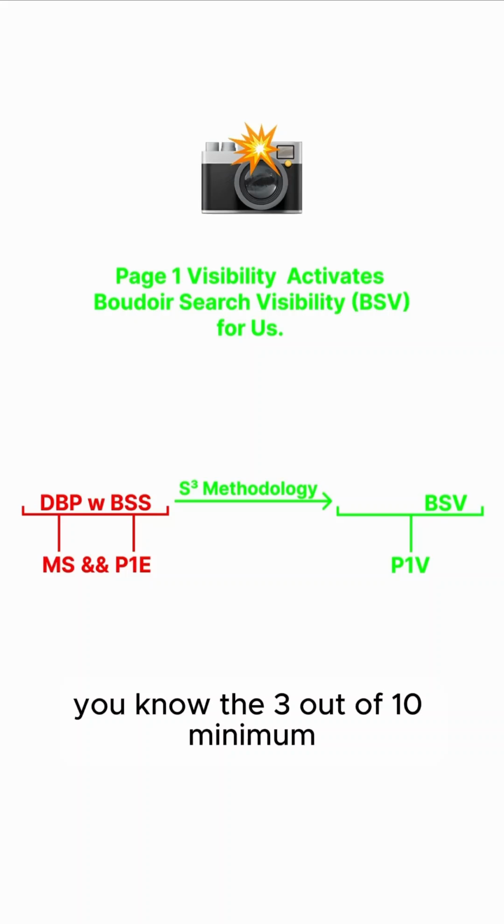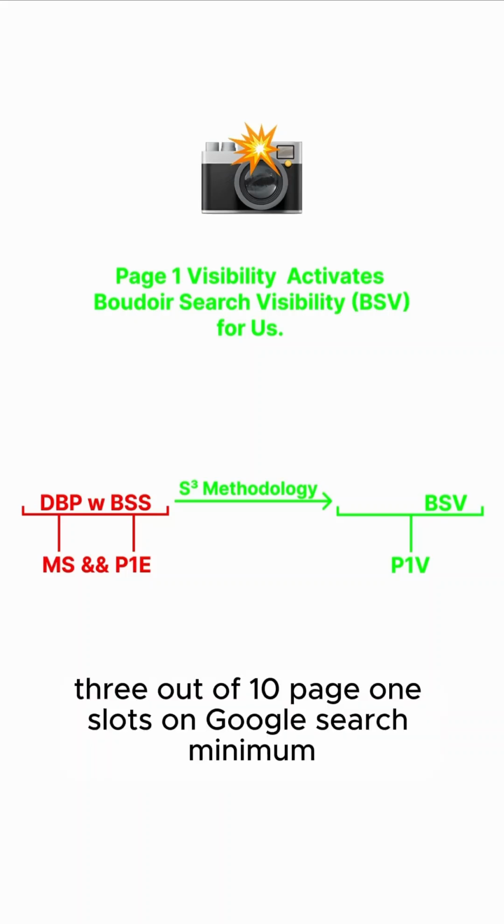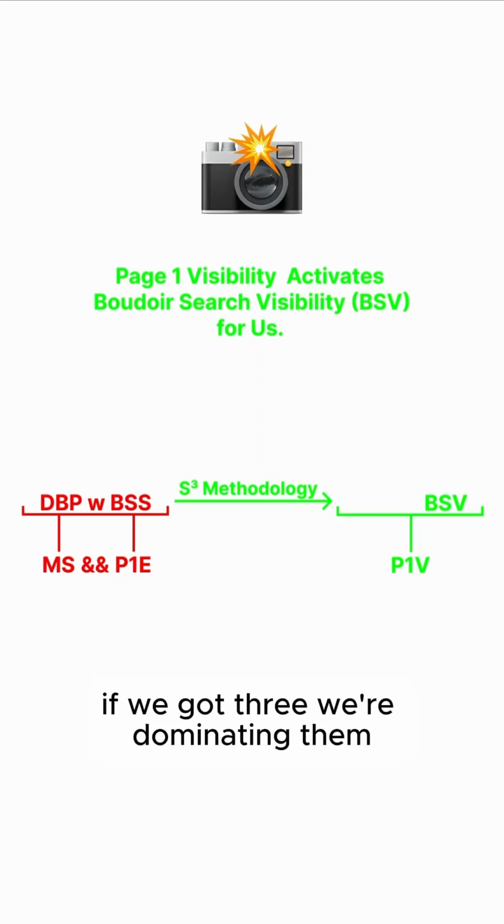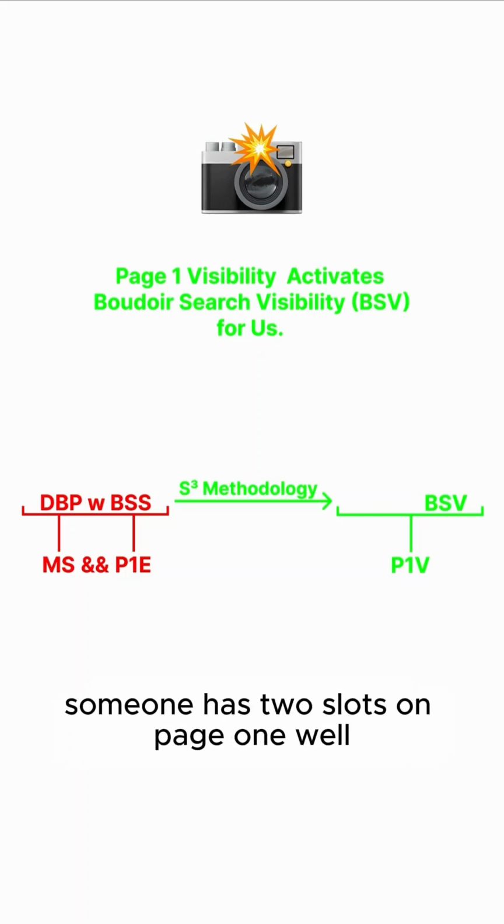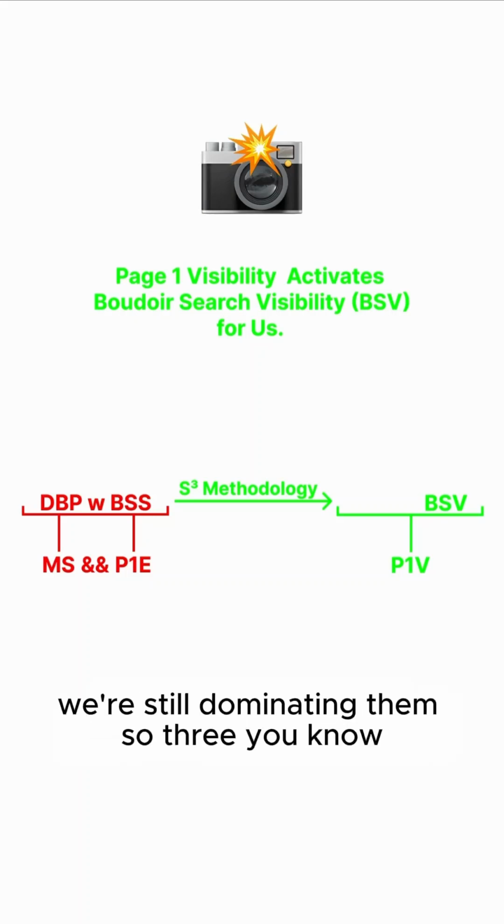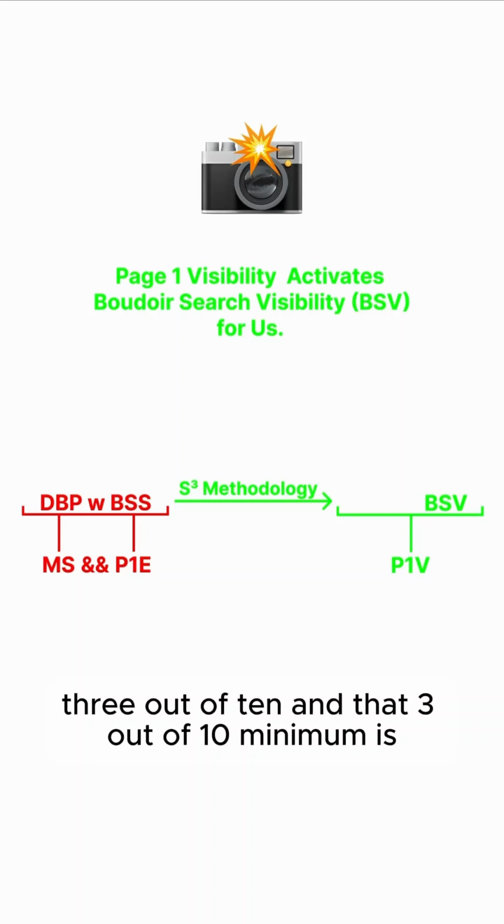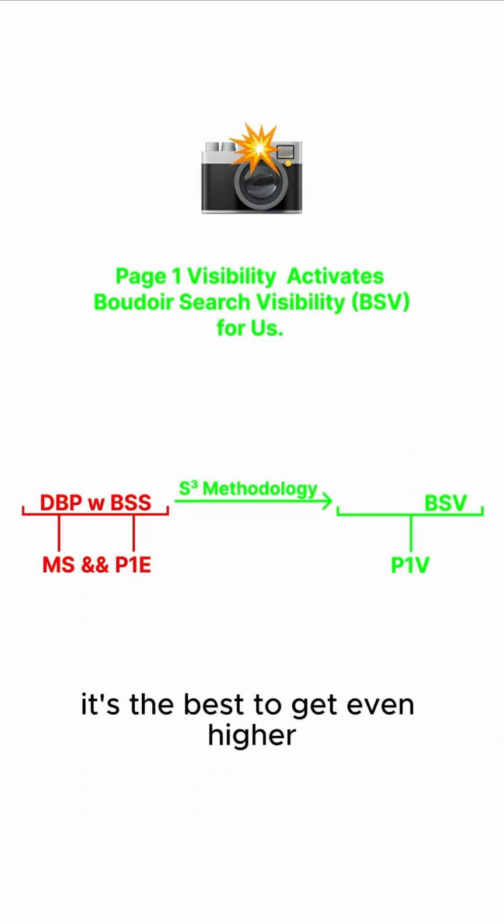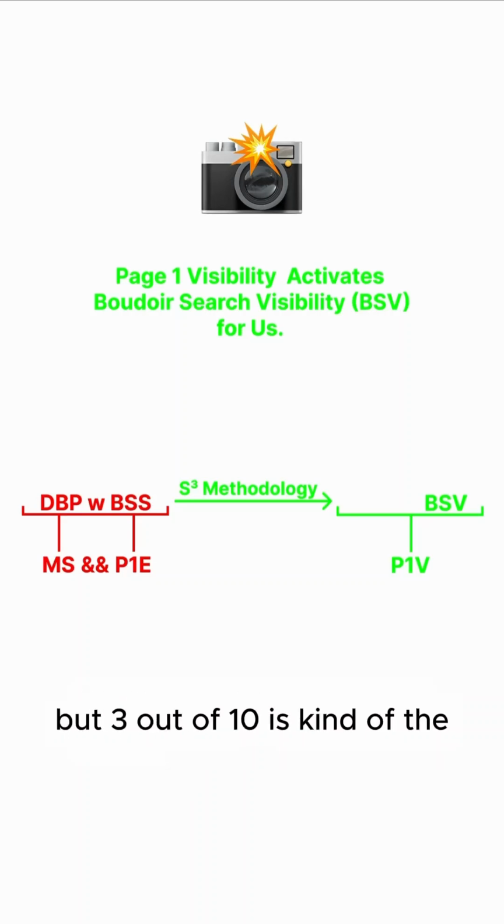The 3 out of 10 minimum, 3 out of 10 page one slots on Google search minimum, because basically everyone else is going to have one slot. If we got 3, we're dominating them. And in the ultra rare case someone has 2 slots on page one, well, we're going to have 3. We're still dominating them. So 3 out of 10 minimum is really the best for all scenarios. Obviously, it's best to get even higher, but 3 out of 10 is kind of the minimum where we want to get to.